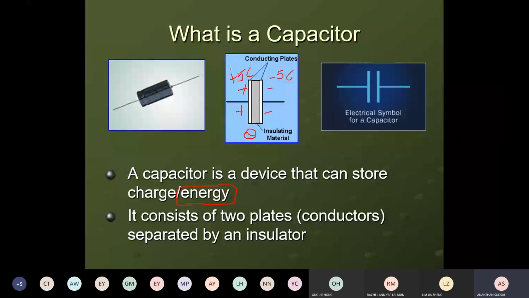It consists of two plates separated by an insulator. Yes, the capacitor has two parallel plates, like an electric field parallel plate. In between, there is some insulator. The insulator could be air, oil, mica, and so on. It has to be an insulator.